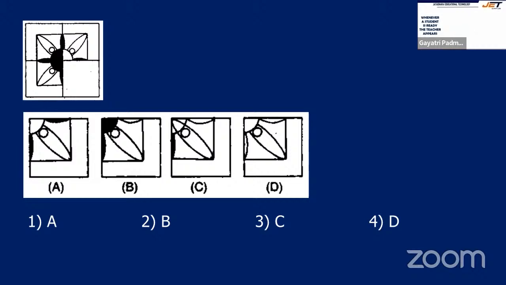So one half is only highlighted. The other half is not highlighted. So you need to think, isn't it? Yes. So most probably your answer could be option A. See, your 30 seconds is almost going to get over.